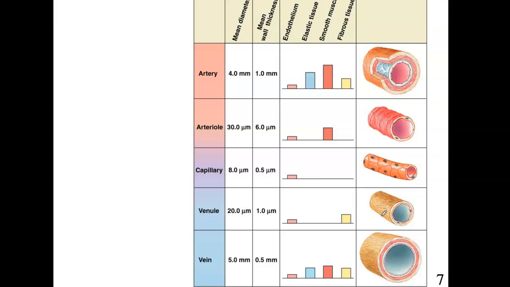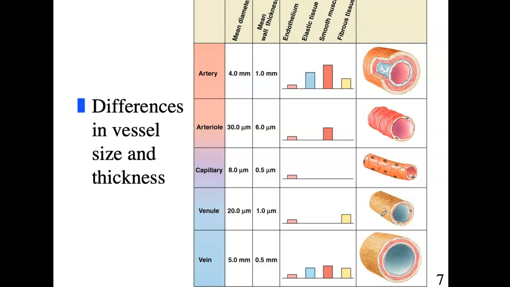This diagram seems to have a lot of information on it, but I like it a lot, and I'd like you to look at it. It is showing the differences in vessel size and thickness. The numbers I'm not concerned with, the mean wall thickness, but if we look at how these different tissues are distributed in each one of these, it would be helpful. So we want to look at an artery, a little artery, an arteriole, a capillary, a vein, and a little vein, a venule, and how those are going to look.